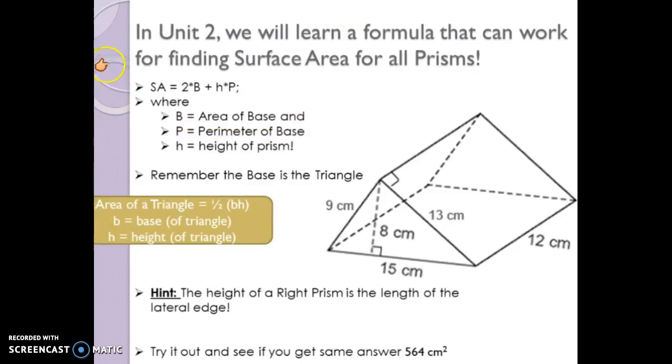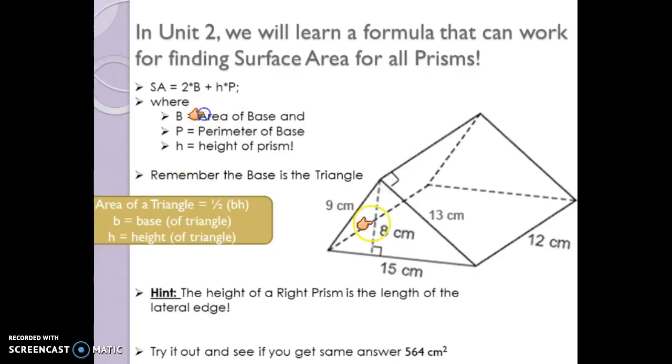Now in Unit 2, we will learn a formula that can work for finding surface area for all prisms. We're not going to get into it now, but I wanted to present it for those of you who want a little bit of a challenge. So this formula is surface area equals 2 times capital B plus H times P. So the B means the area of the base, P equals the perimeter of the base, and H equals the height of the prism. So remember, the base for this particular one is the triangle.